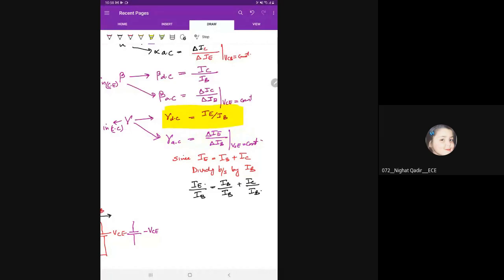देखो, मैं तो हाईलाइट भी कर रहा हूँ। It is gamma, है ना? It is gamma. What is IB by I1? It is 1. And खुशबू बताएगी, what is IC by IB? Sir, beta. It is beta. So gamma is equal to 1 plus beta.